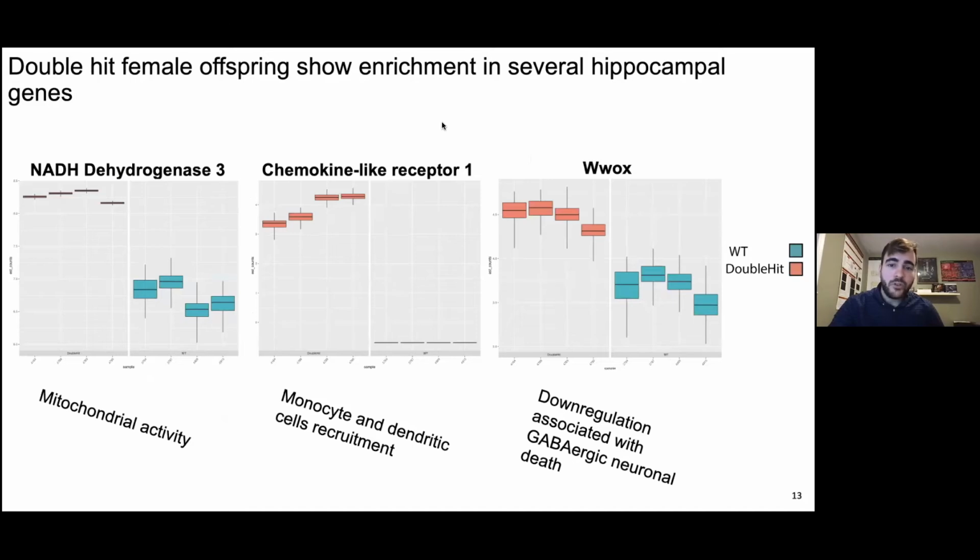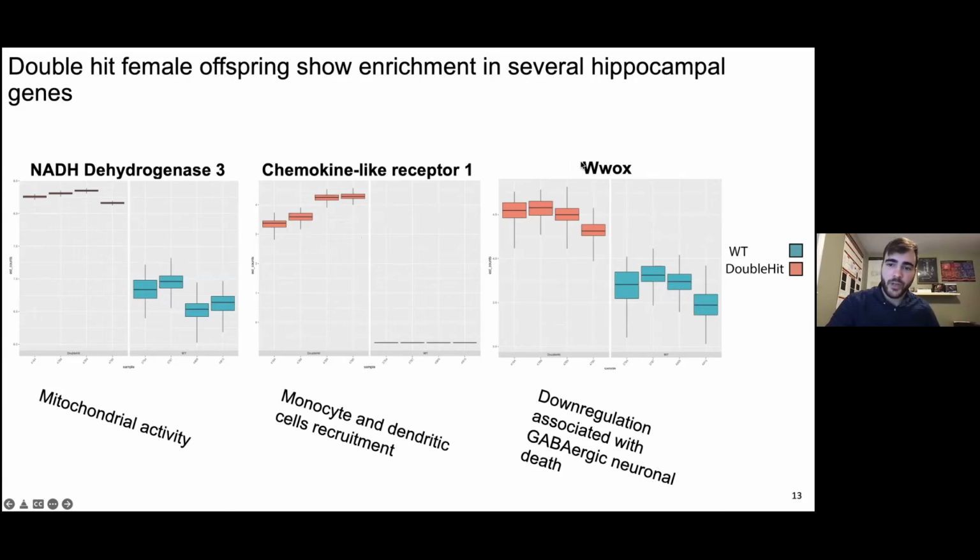For the genes that were upregulated, we saw some of them in ADHD. NH3 was upregulated, which might suggest an increase in mitochondrial activity in the double hit mouse compared to control. Chemokine-like receptor 1 is expressed by monocytes and dendritic cells to be recruited in the brain. So we thought that might be a compensatory mechanism since the communication between microglia and neurons is altered. They might participate in the immune reaction more than in control.